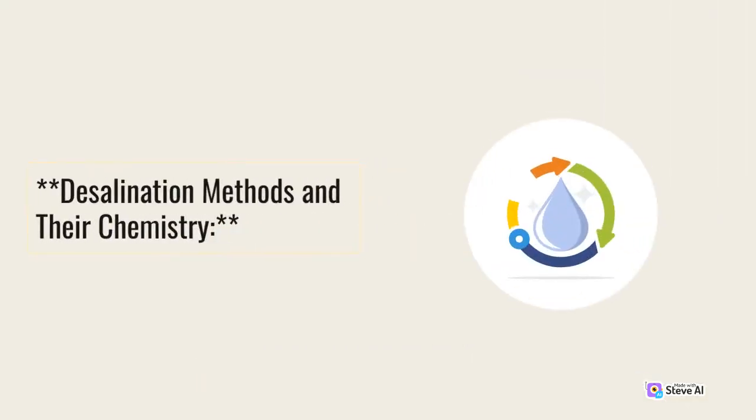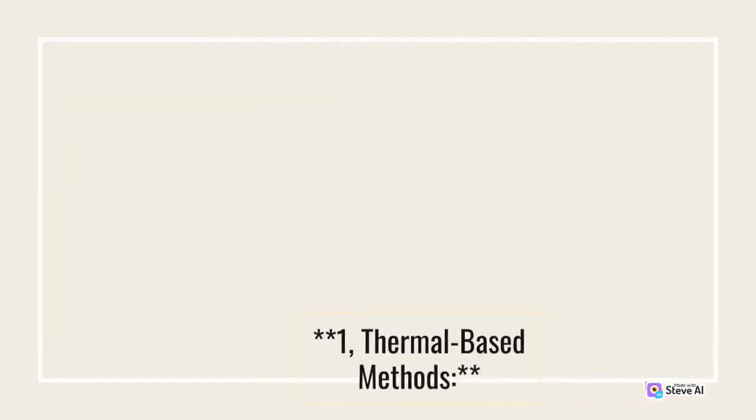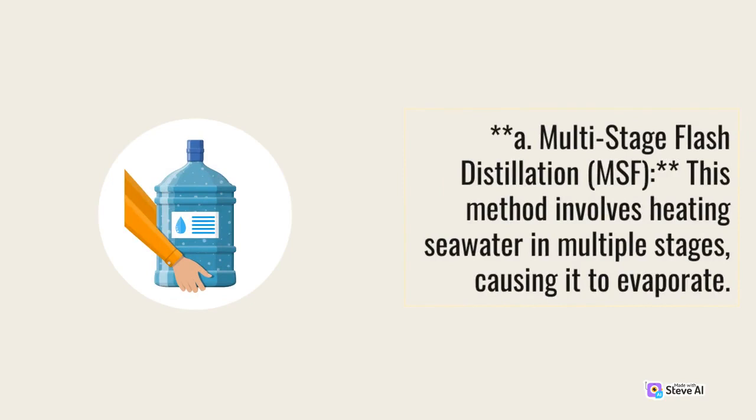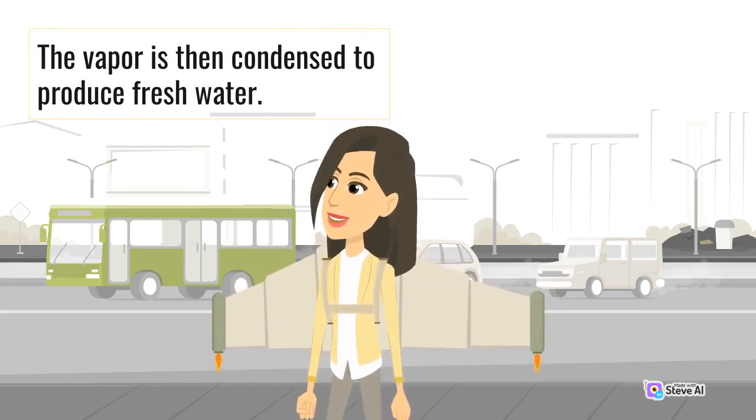Desalination methods and their chemistry. Desalination processes can be broadly categorized into two main types: thermal-based methods and membrane-based methods. 1. Thermal-based methods. A. Multi-stage flash distillation, MSF. This method involves heating seawater in multiple stages, causing it to evaporate. The vapor is then condensed to produce fresh water.